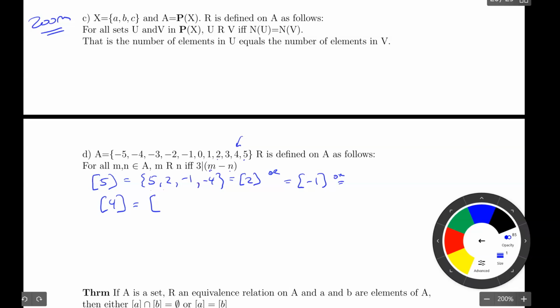So what numbers can I combine with 4 so that 3 divides it? So I know 4 and 1. So 4 take away 1 is 3. So 4 and 1, and then 1 and negative 2, and then, excuse me, negative 2, and so take away a negative 5, right? Whoops, I meant to put parenthesis things there, right? So this is equivalence class 4.